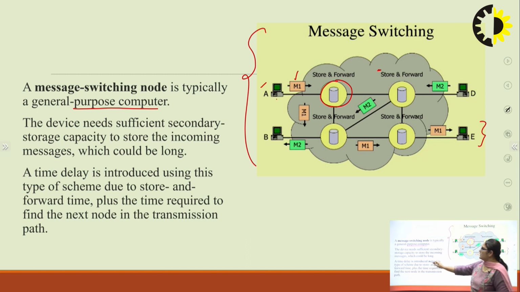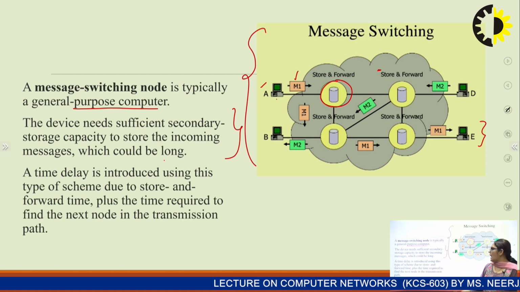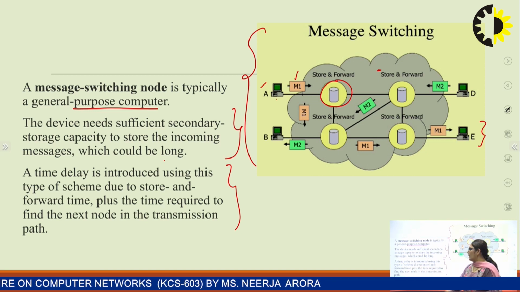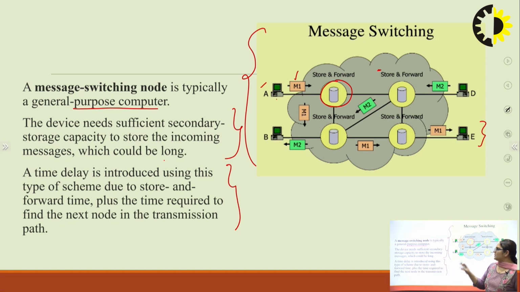So here the device needs sufficient secondary storage capacity to store the incoming messages, which could be long. This is a disadvantage of the message switching technique, that it requires a huge amount of memory space to store the incoming messages. Also, a time delay may be introduced using this scheme because of the store and forward time, plus the time required to find the next node in the transmission path. So that's why message switching is not efficient as compared to other switching methods.